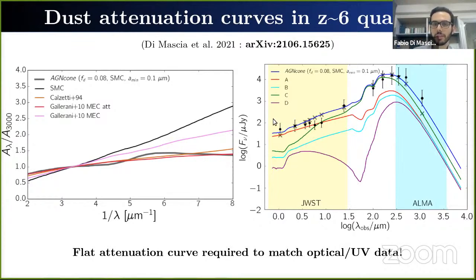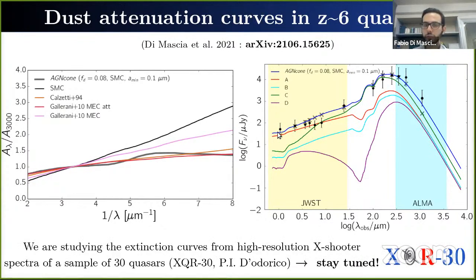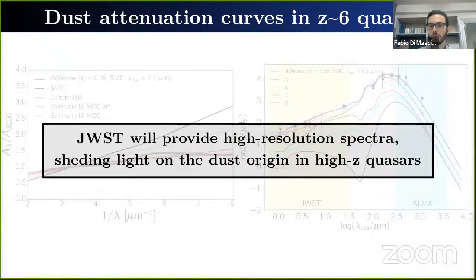And what is interesting is to look at the far UV, and we also plan to study extinction curves from high-resolution X-shooter spectra in the XQR-30 project. So stay tuned for more results in the future regarding this topic. And on the observational side, we also have JWST soon, which will provide high-resolution spectra. This will also be very important in order to shed light on the dust origin at high redshift, thanks to looking directly at the extinction curve in more and more objects.